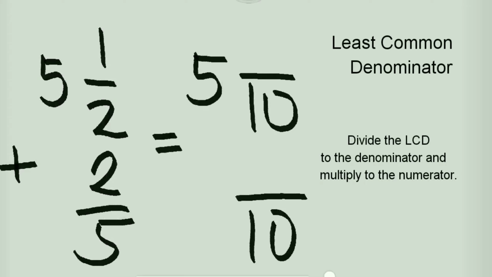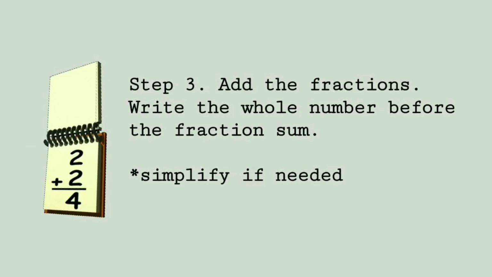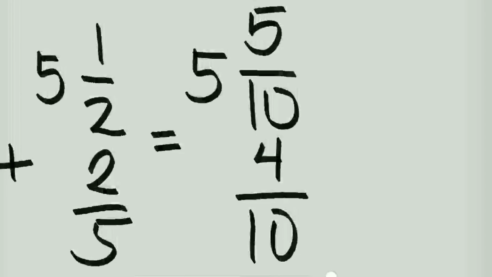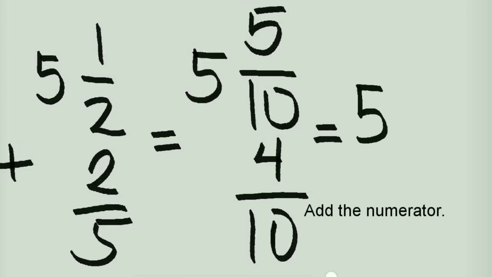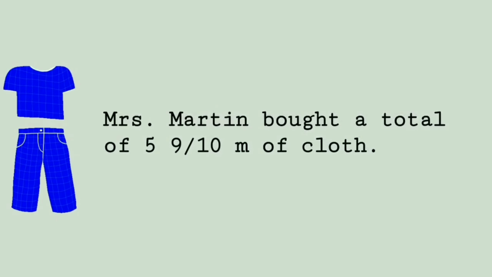10 divided by 5 times 2 is equal to 4. 10 divided by 2 times 1 is equal to 5. Step 3. Add the fractions and write the whole number before the fraction sum. Simplify if needed. 5 and 5/10 plus 4/10 is equal to 5. Add the numerators, 5 plus 4 is equal to 9, and copy the denominator, which is 10. Therefore, Mrs. Martin bought a total of 5 and 9/10 meters of cloth.